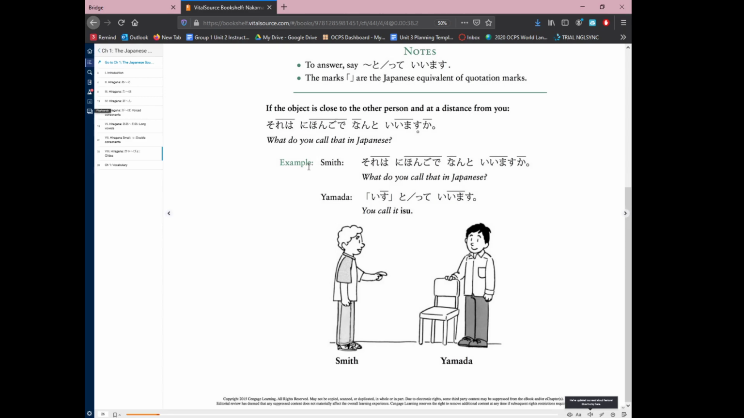So if the object is close to the other person and at a distance from you, so in this situation, we're Smith, and we see Yamada, and he is standing next to a chair. So he is closer to it than we are. So we're going to point and say, それは日本語で何と言いますか? What do you call that in Japanese? And Yamada would respond with, イスと言います, or イスで言います. At a faster speed, that would be イスと言います, or イスで言います.